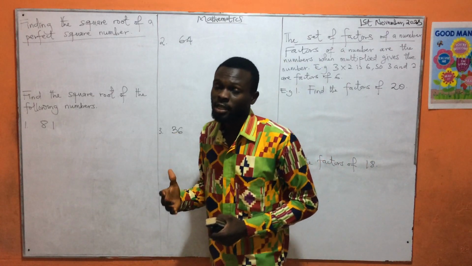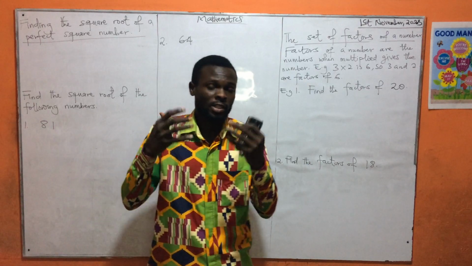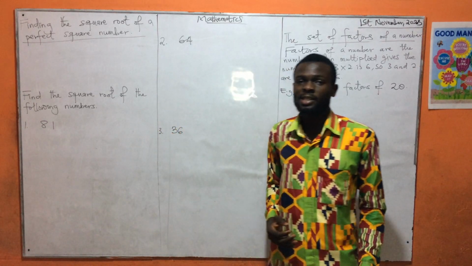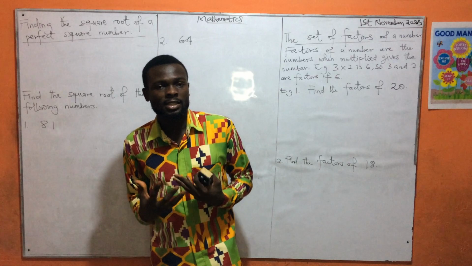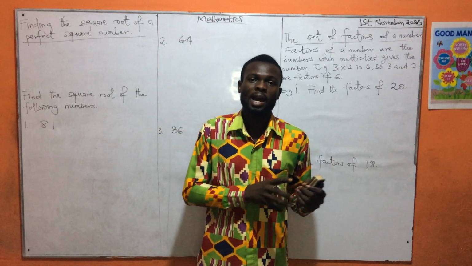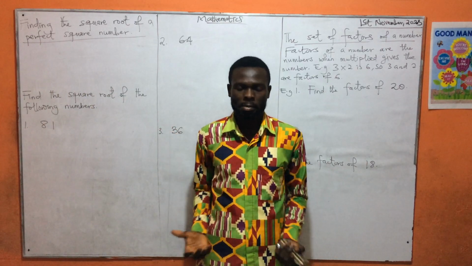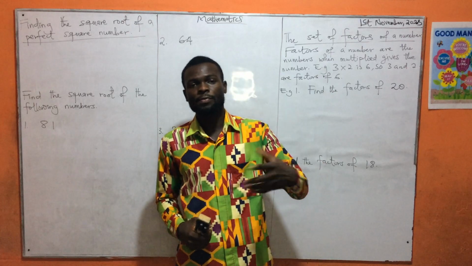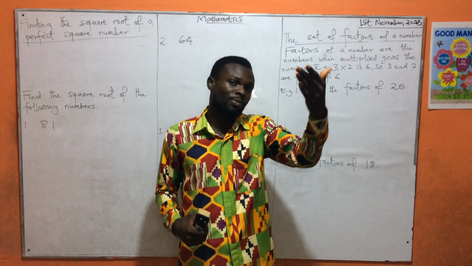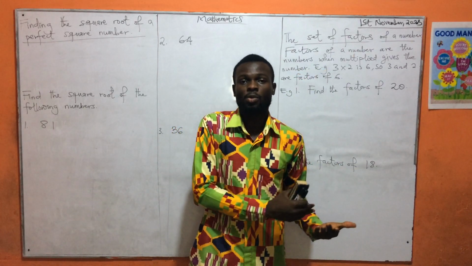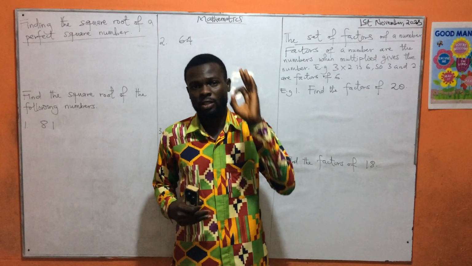Last week we looked at finding or knowing what a perfect number is and what a perfect square is. So we concluded by saying that a perfect number is a number whose sum of its factors is the same as the number, excluding the number itself. That number is a perfect number. And we also said that a perfect square is a number which is the square of an integer. So the product of an integer by itself gives us a perfect square.